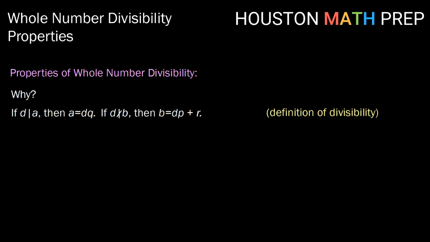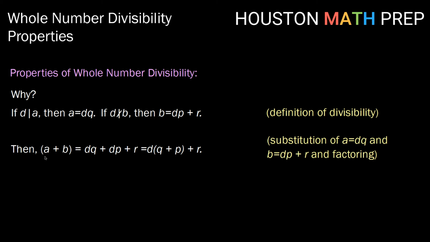Well, if D divides A, then we can write A as D times Q. That's our definition of divisibility. But if D does not divide B, then that means the remainder when we divide B by D is not 0. So B would be written as D times P plus R, where this remainder R is not 0.